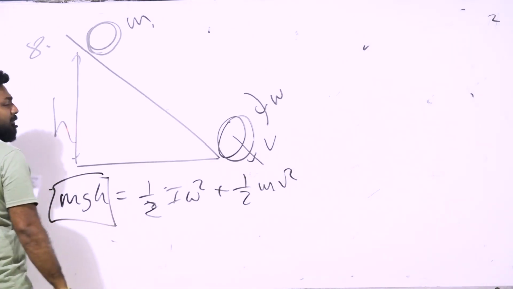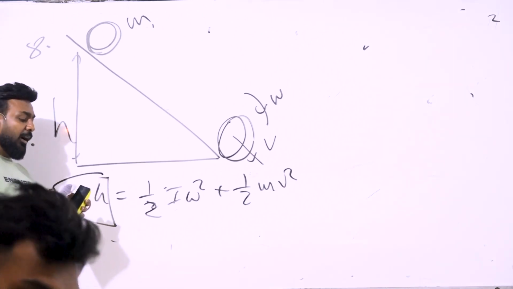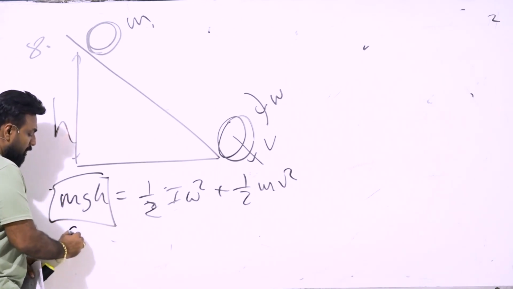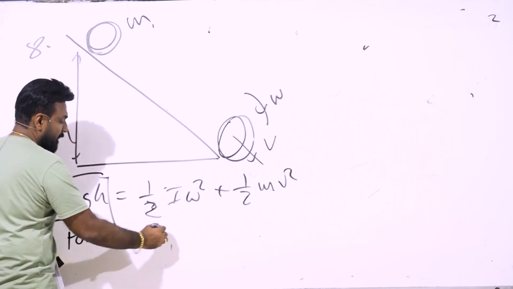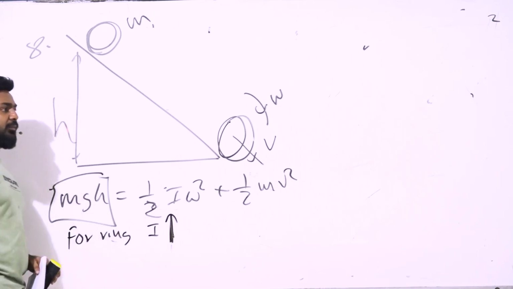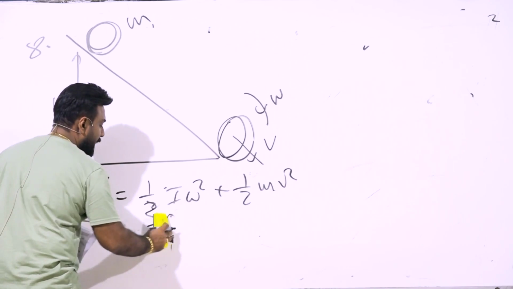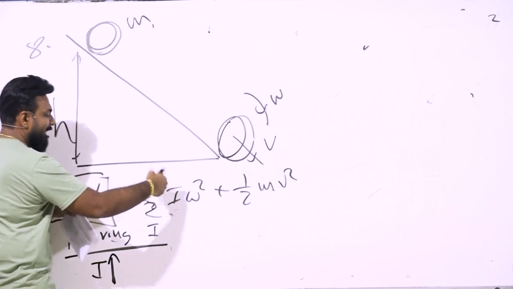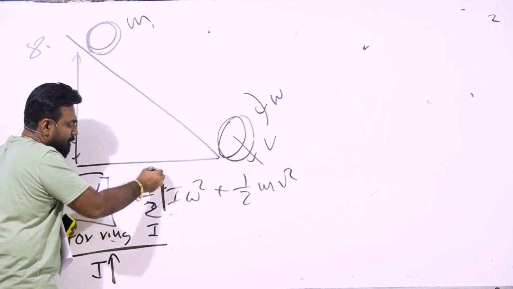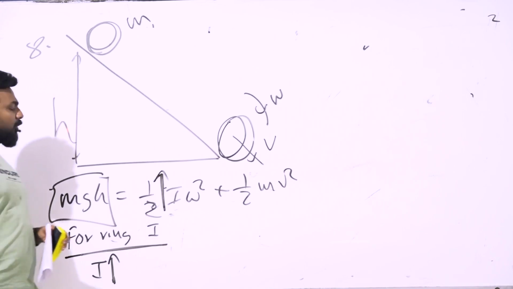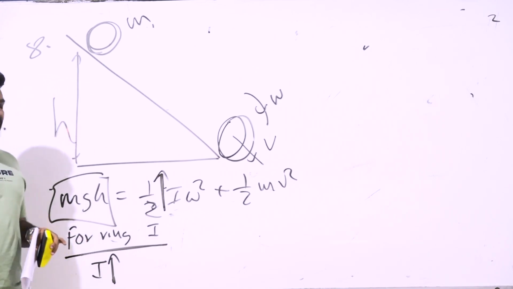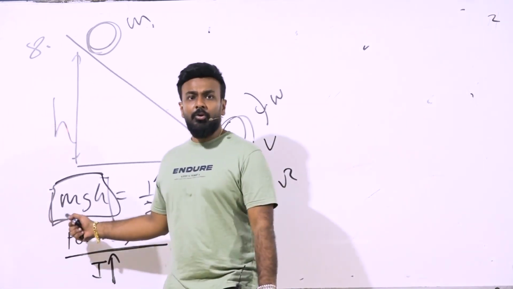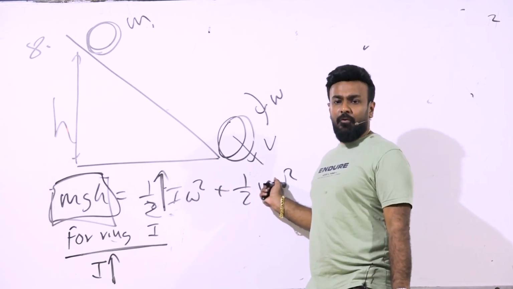Let's consider moment of inertia. Which has the highest moment of inertia? Ring. For the ring, I is greatest. When I becomes greater on the right side, what should happen to omega? What should happen to V? The left side is the same for all the objects. If the left side is the same for all objects, the right side should also be the same for all objects.